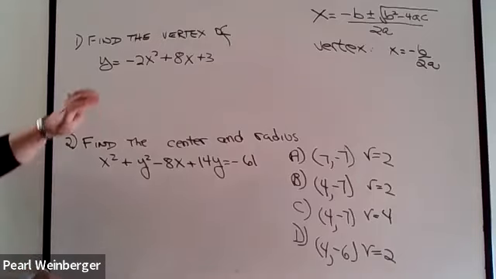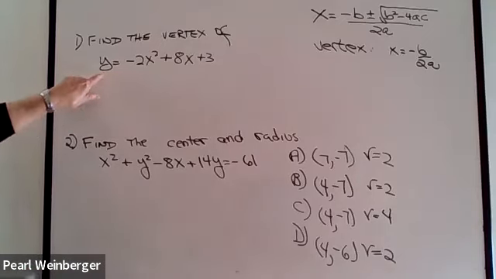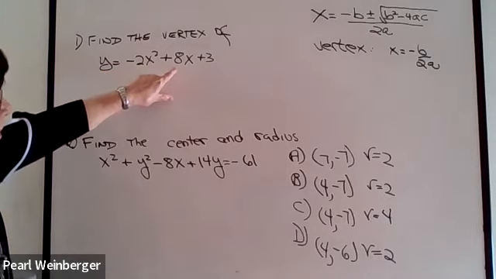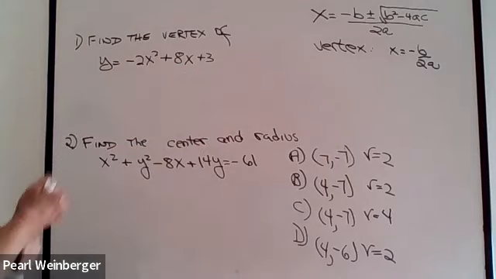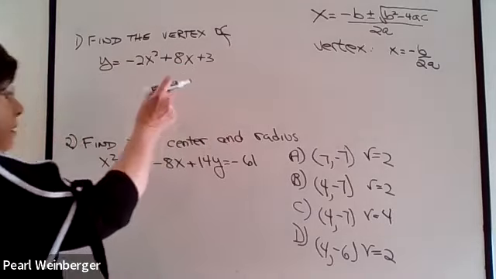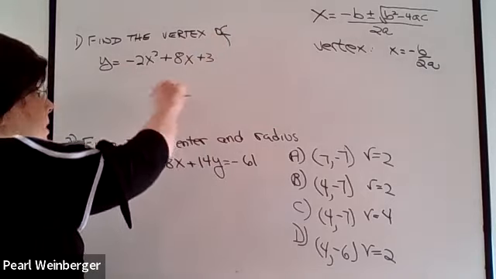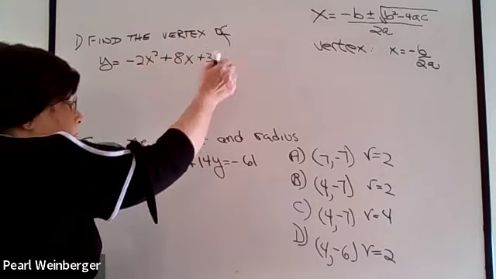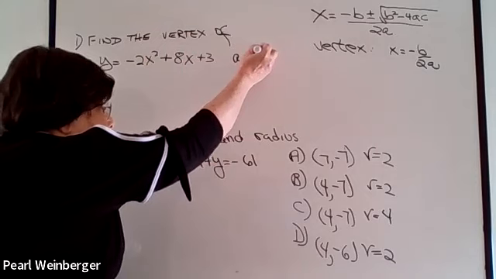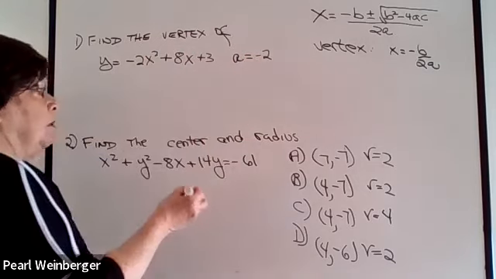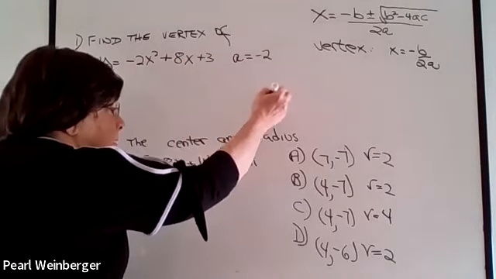We're going to review this. This says find the vertex of y equals negative 2x squared plus 8x plus 3. This is a parabola. As a matter of fact, I didn't ask you this, but we know a parabola is U-shaped. And since the a, the number in front of the x squared, happens to be a negative number, that means this is going to be an upside down U.